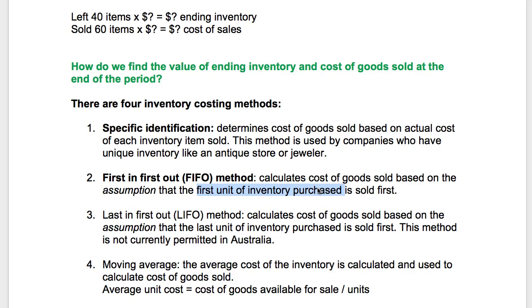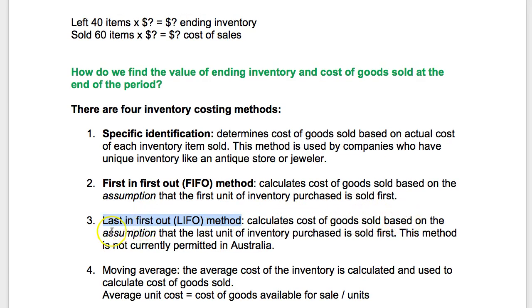LIFO method is the opposite method, it calculates cost of goods sold based on the assumption that the last unit of inventory purchased is sold first. So this might be for things like hardware or stationery or books, where it doesn't really matter which one gets sold first. And maybe you just make a pile of these items, and the last one you bought is the one that's on the top. The last one that the business has bought is going to get sold first to the customer.